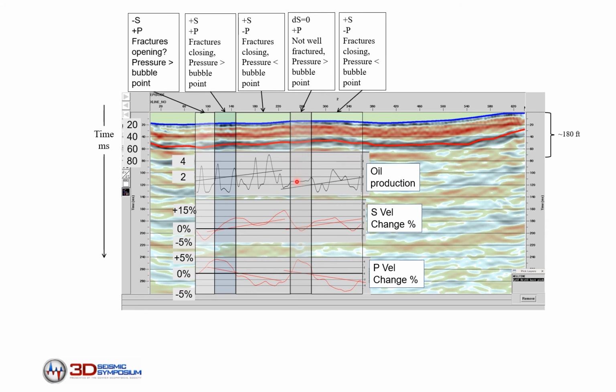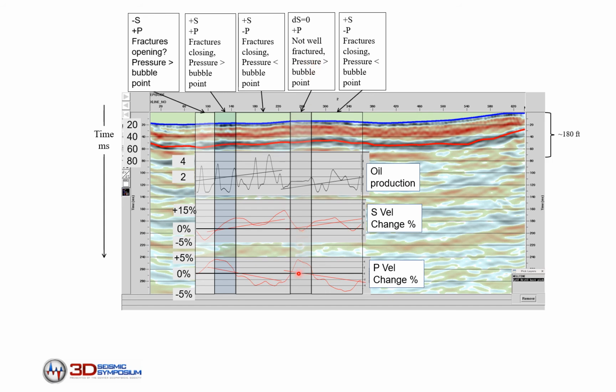In this, we see that there's not very much oil production. By the way, these numbers are barrels of oil per day from each of these locations. So we see there's not a whole lot of production in this particular location. We have not much change in the shear wave velocity, but we do see an increase in P wave velocity. So not much change in the shear wave, probably not very well fractured. But our pressure remains higher than the bubble point.